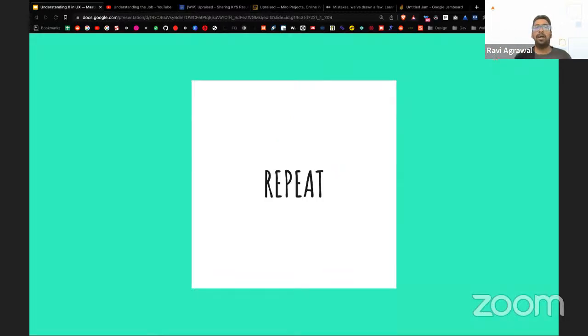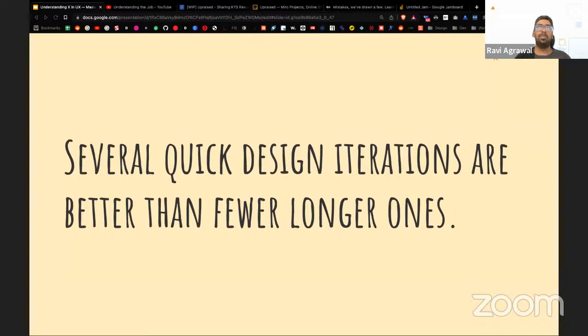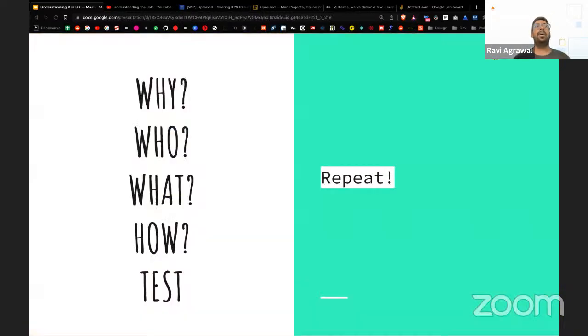At this point, the understanding is to repeat. And what I mean by repeat is that several quick design iterations are better than fewer longer ones, right?